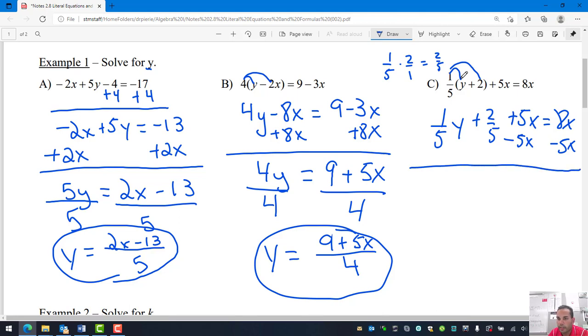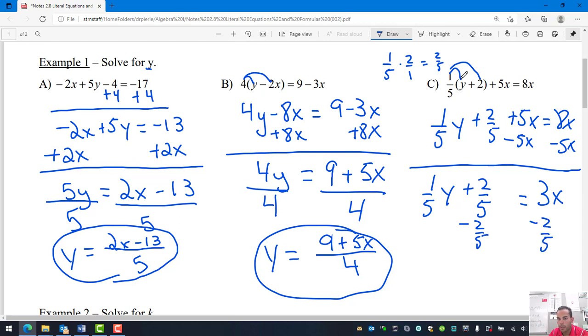And what am I left with on the left side? Still have the 1/5 y, have not touched that yet. I see the plus 2/5, still have not touched that yet. And on the right side, I see 8x minus 5x, and that's equal to 3x. Okay, let's keep going. I see 1/5 times y plus 2/5 is equal to 3x. Remember, what's our goal? We want to get y all by itself. What do I want to get rid of next? The 1/5 or the plus 2/5? Okay, always do addition and subtraction before you do multiplication. I'm going to subtract 2/5 from both sides.